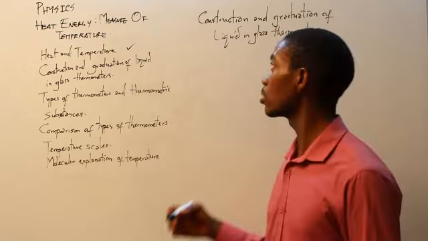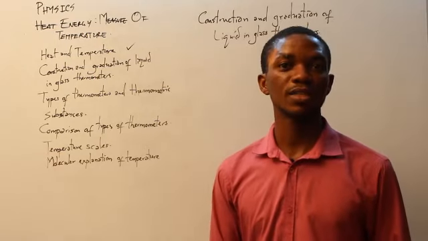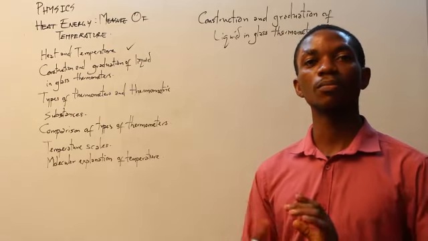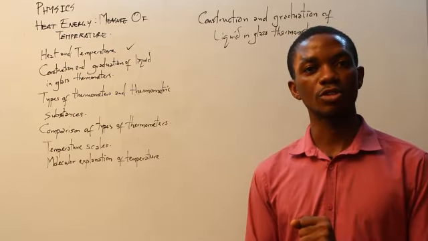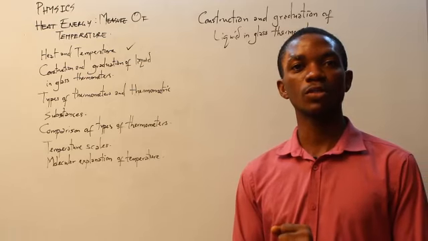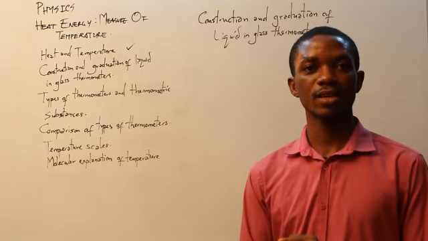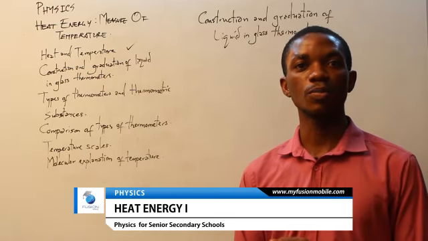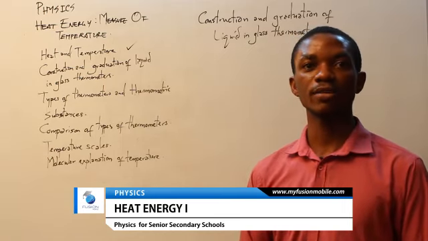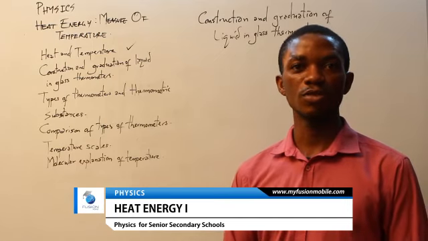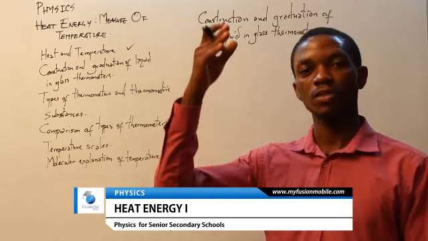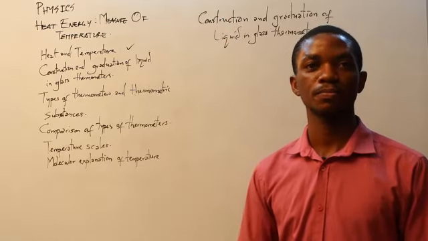So how do we go about constructing the thermometer? A glass tube will be gotten. The glass tube will have a bulb at the base region. The purpose of the bulb is to accommodate the excess fluid, that is the liquid which we put in the glass. So when there is a temperature change, the liquid in the glass would expand and will climb up the stem of the thermometer.